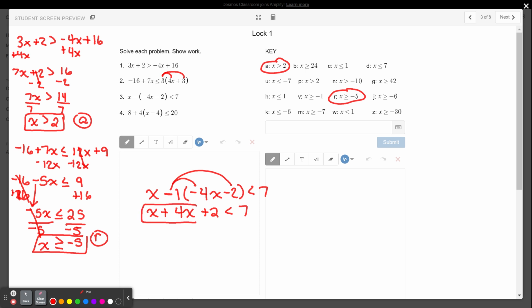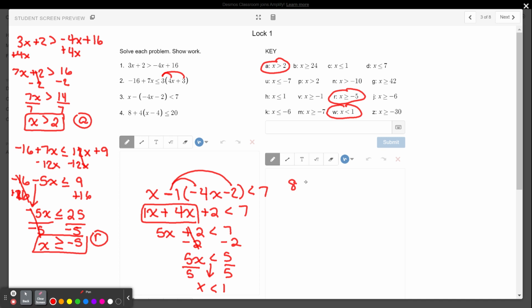We have like terms here. If you need to put that 1 in front, you can. 1x plus 4x gets us 5x. And now we have that 2-step. We undo adding 2 by minusing 2 on both sides. Now we're dividing by a positive on both sides, so nothing happens to the inequality symbol. So it just stays x is less than 1, which is W.